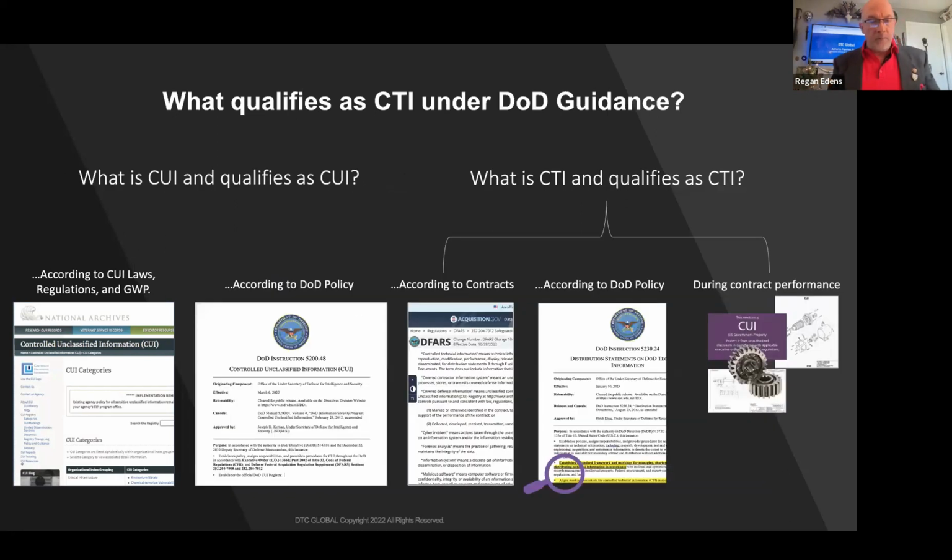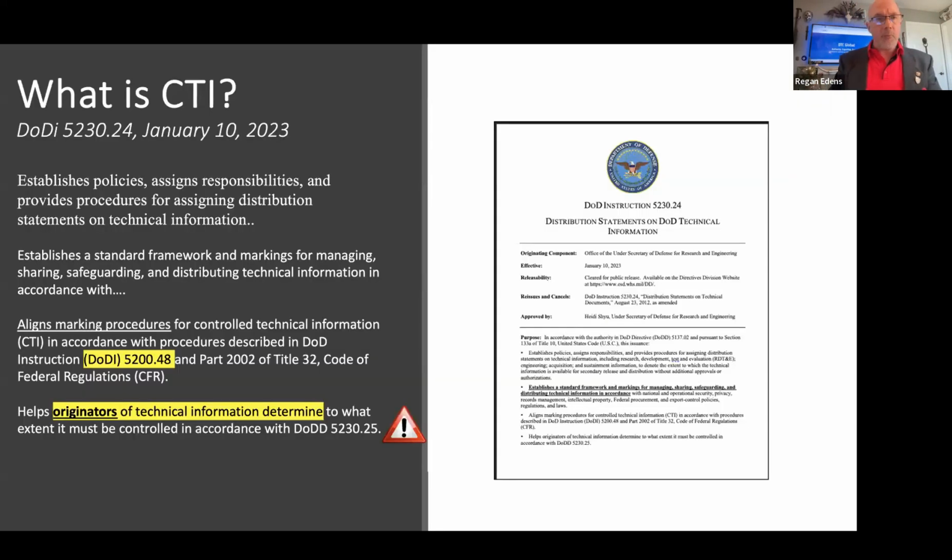We start out with the CUI laws and regulations. That takes us to the CUI registry. We go to DoD policy 5248 for how we handle CUI. We know that we have to do this according to our contract agreement, which is under the DFARS 252.204-7012 contract clause. And then, what policy guides us on that? DoD instruction 5230.24, which was revamped and reissued in January of 2023. You may not be familiar with it. We're going to apply all of these things to know what qualifies as controlled technical information during the performance of a contract, and we're also going to use this information to know what qualifies as export controlled information. So, what is controlled technical information?